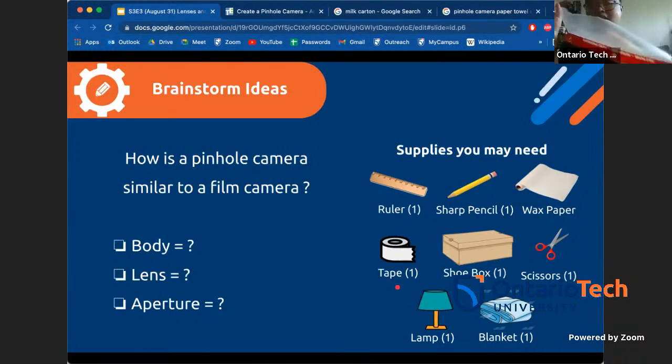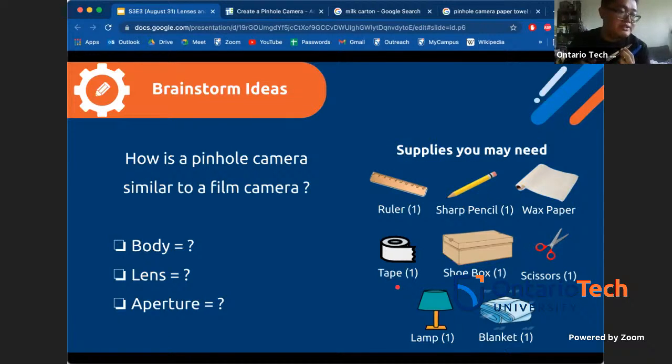That's what we recommend. You could try to use regular paper, but you will probably not get a very clear image of what you're looking for. You want something that's very translucent. Scissors is something that's important to use.